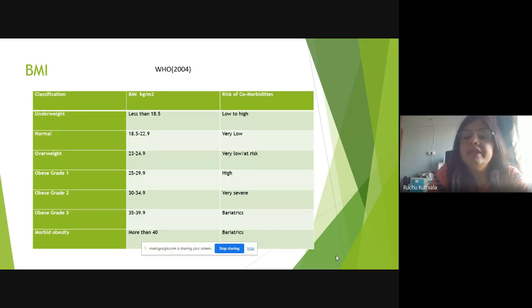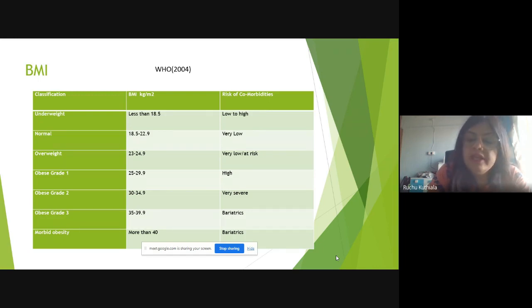But the risk of getting comorbidities means disease risk. So the risk of getting the diseases is very, very low when it comes to this category, which we call as normal. Now moving on to the next category, which is called overweight.